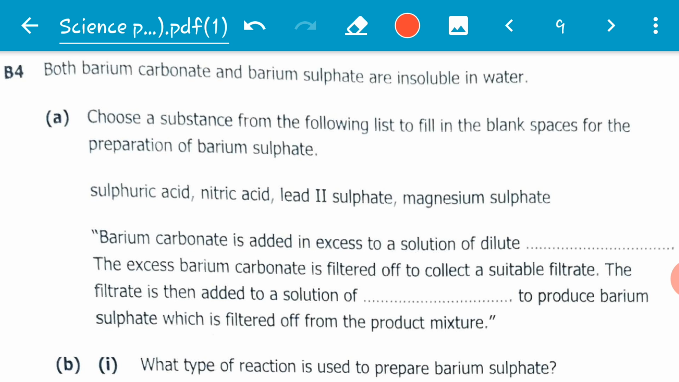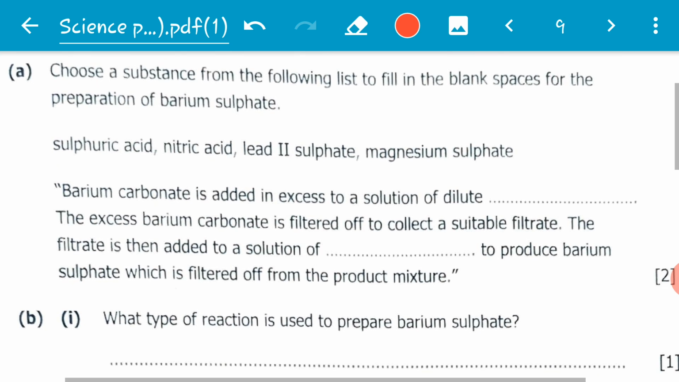Now, the list contains sulfuric acid, nitric acid, lead-2 sulfate, magnesium sulfate. So we've got all these things, and let's now look at the paragraph where the blank spaces are.